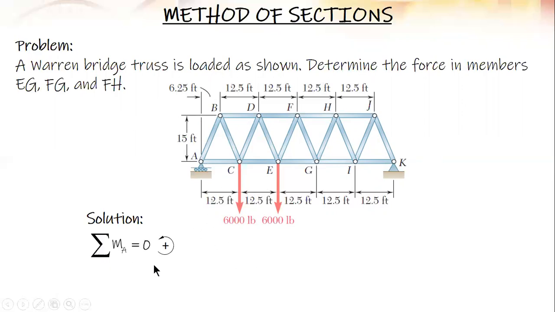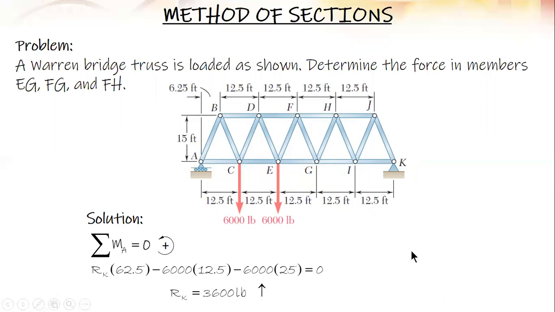Sige, sa A lang ta. Counterclockwise moment, positive. So RK assumed to be upward. So moment niya is counterclockwise times distance. 12.5 times 5, that's 62.5. And then 6,000 clockwise times distance, another 6,000 times distance, 25. Naki-RK na 36. Positive, therefore upward.